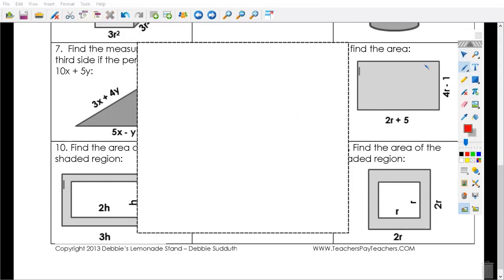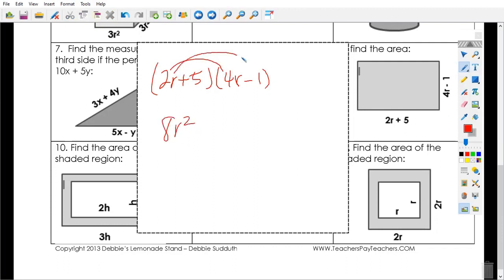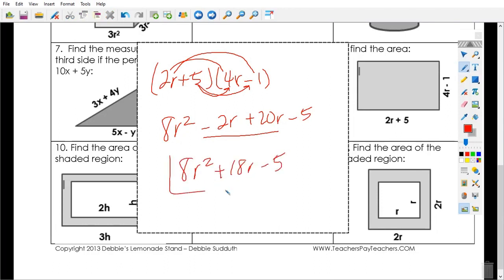All right, really quick, let's go over it. So here, finding the area. We have 2R plus 5 times 4R minus 1. We're just going to distribute. 2R times 4R? 8R squared. 2R times negative 1? Negative 2R. 5 times 4R? 20R. And 5 times negative 1? Negative 5. Combine our like terms and we get 8R squared plus 18R minus 5.